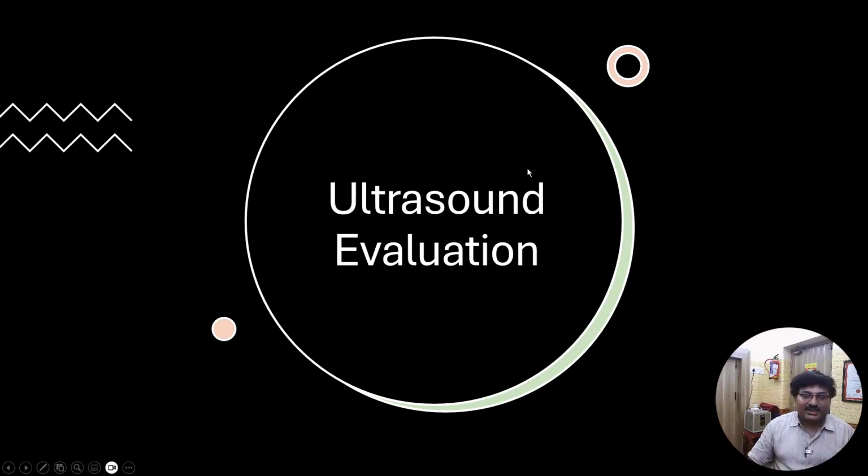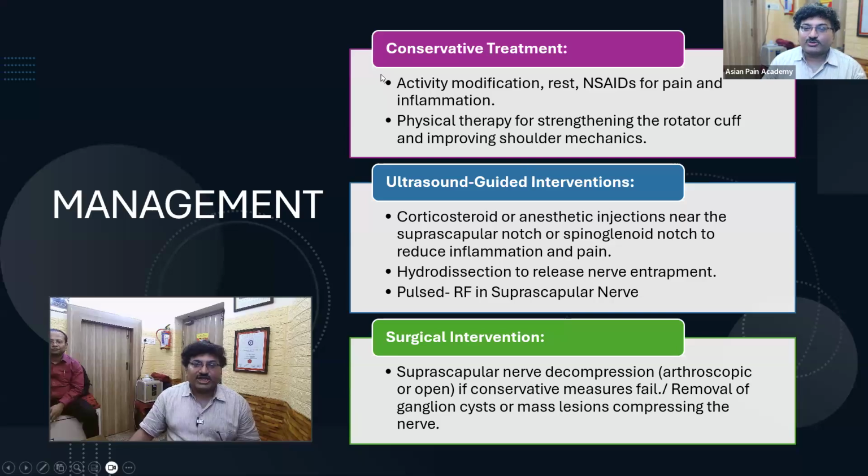Okay, let's continue. So the last part is the management part. What are the management options for such a condition? First of all, it is activity modification and rest. If it is because of an inflammatory cause, NSAIDs will help, as well as physical therapy. Ultrasound guided corticosteroid local anesthetic injection near the suprascapular notch or spinoglenoid notch, depending on the condition, can reduce the inflammation and pain, and hydrodissection to release the nerve entrapment.